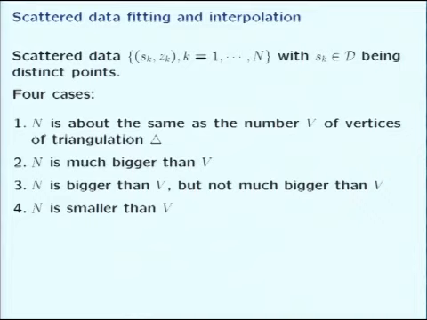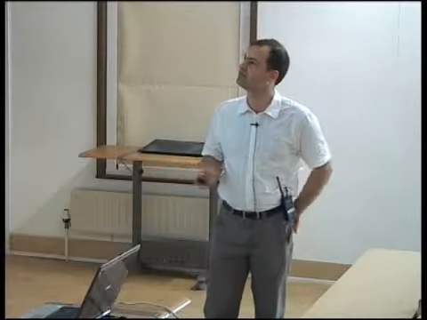When n is bigger but not much bigger, or it's smaller, when you have less locations than vertices, it's very qualitative because where are those locations? It's an issue, and so on. Actually, we'll talk about that at the end.